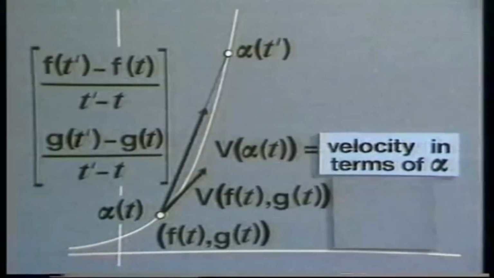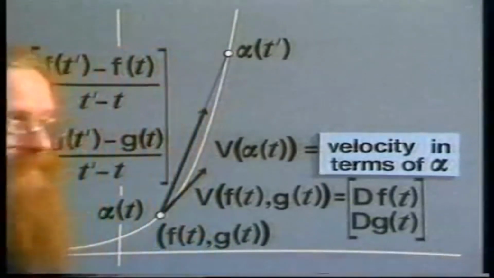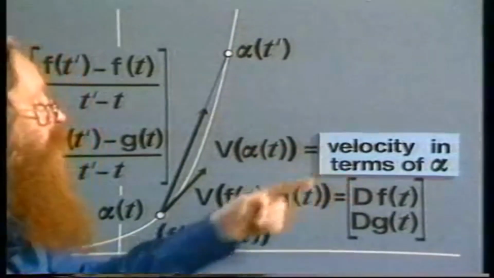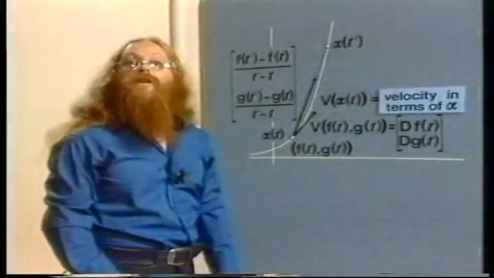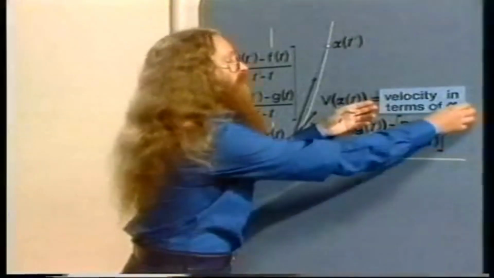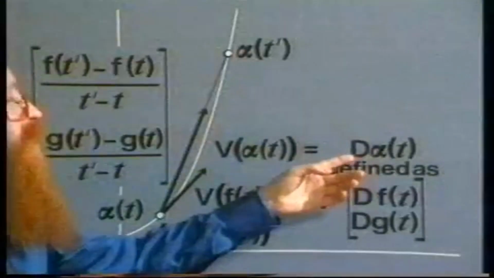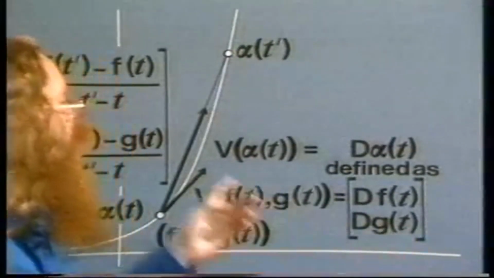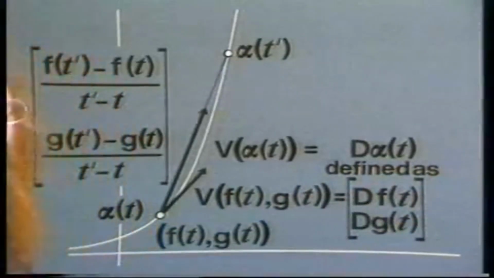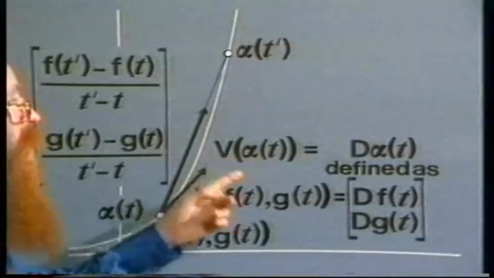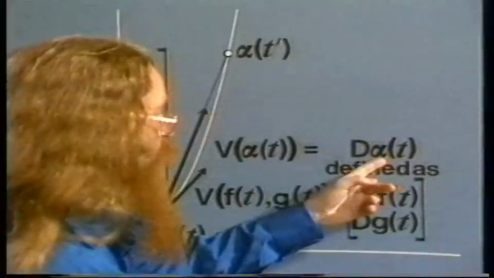And when t prime equals t, the value of the chord slope functions are just the values of the derivatives. So the velocity vector in terms of alpha has components df of t and dg of t. And in fact, this is how we define the derivative. We say that this velocity vector is the derivative of alpha, and we denote it by d alpha of t. Well, anyway, this simplified form gives us the required connection between v and alpha. That is, the velocity in terms of the flow field v is equal to the velocity in terms of alpha.